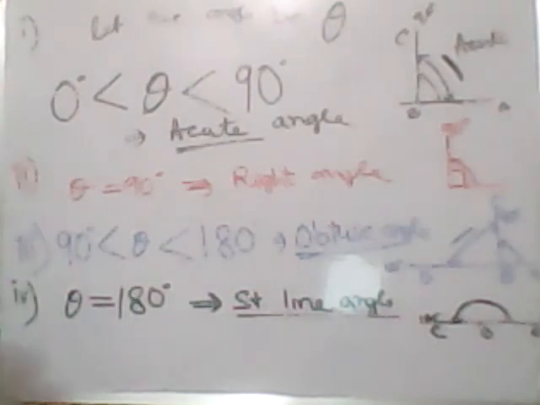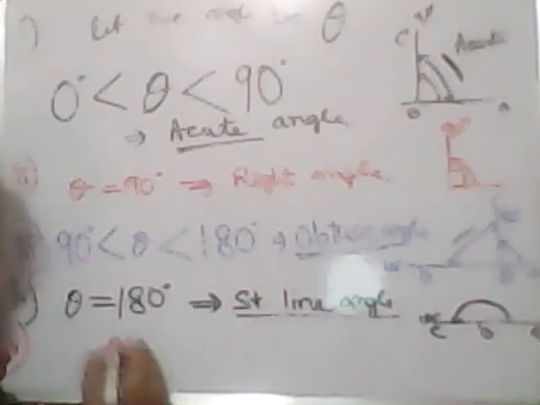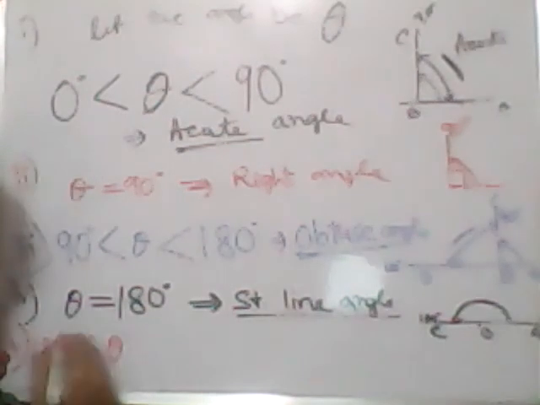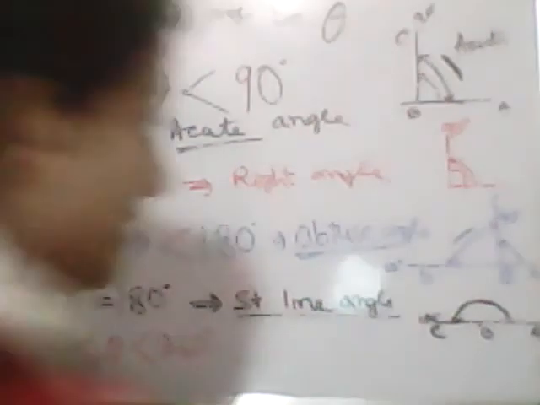Next is when theta is greater than 180 degrees and less than one full rotation, meaning 360 degrees. It will be like this. This is equal to 360 degrees, full rotation, and this is equal to 180 degrees. So when theta is greater than 180 degrees and less than 360 degrees, that is called a reflex angle.